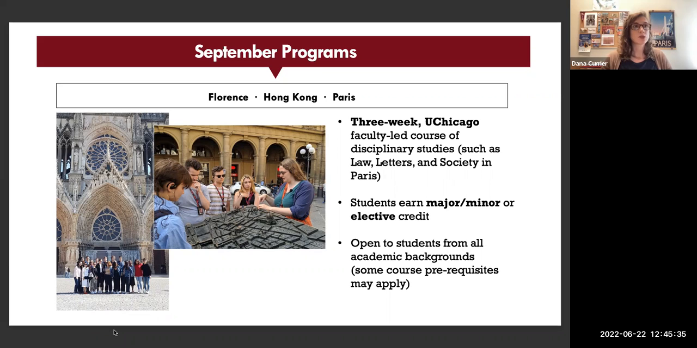Sometimes that can be used toward a major if that aligns with the major that you're thinking of, or minor, or it can be used as elective credit. And these are open to students from all academic backgrounds. I think, in some specific cases, there are course prerequisites that might apply, but most of the time, really, you don't need to have a particular background in any subject area in order to participate in these programs.